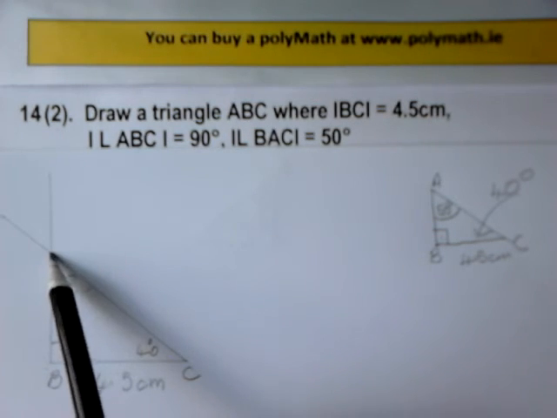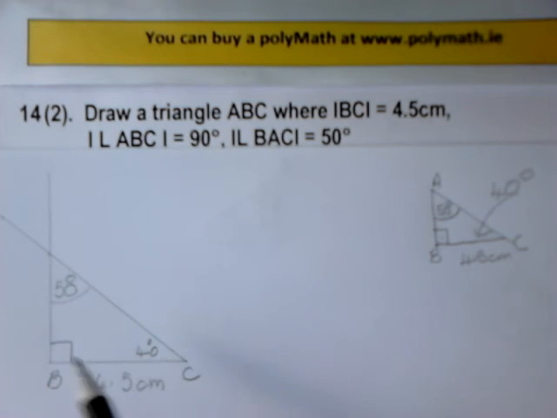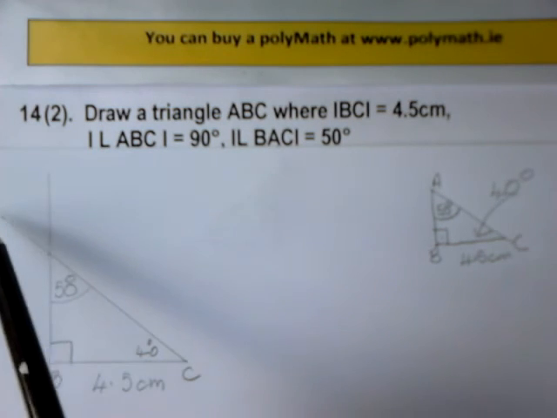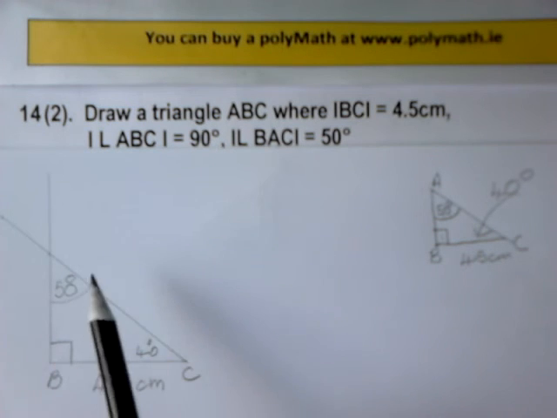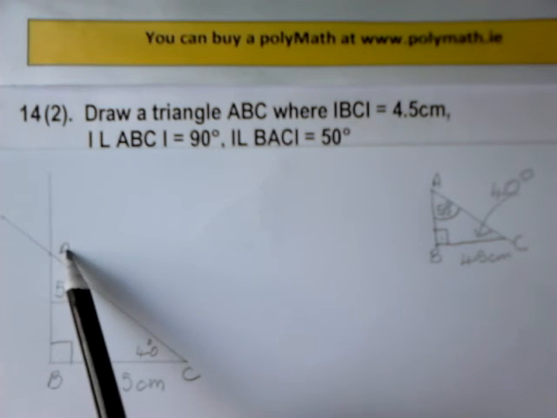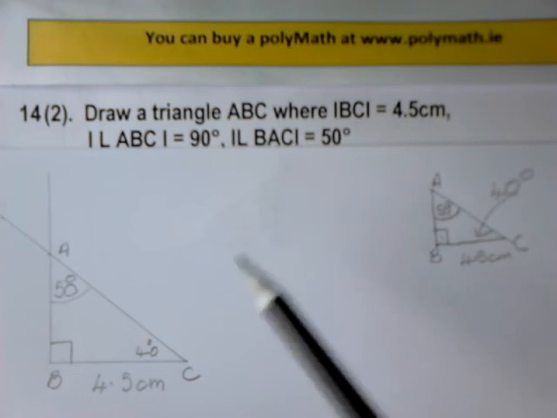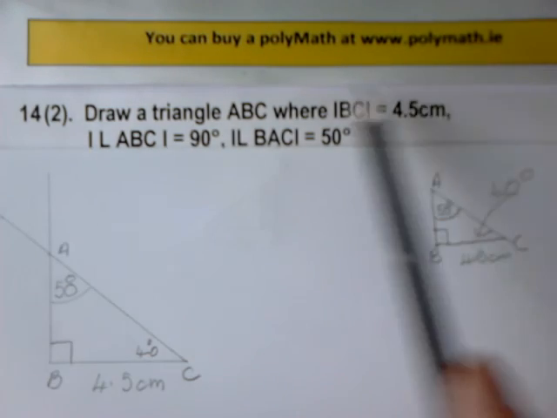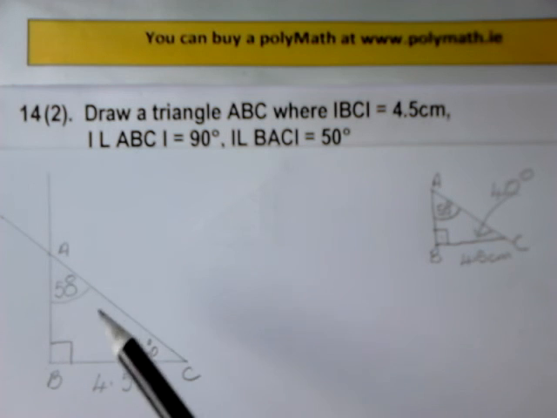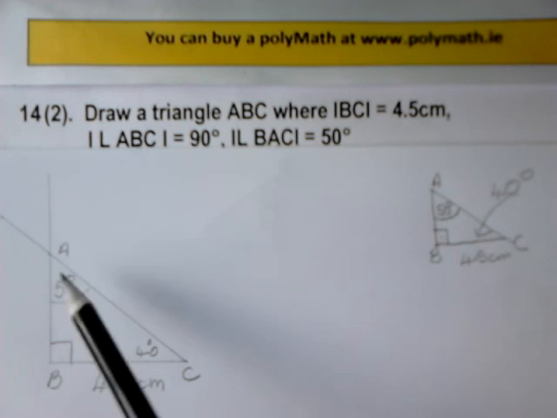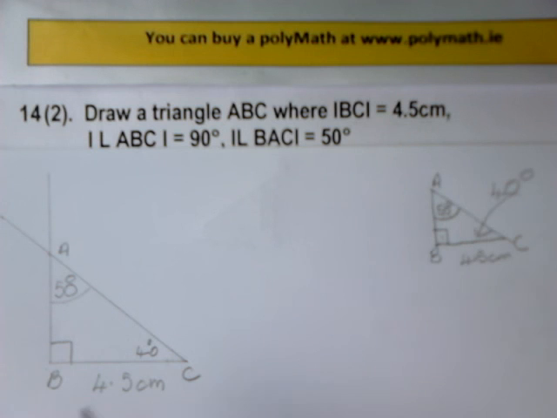And this point here, where the perpendicular intersected the line for the angle 40, that's point A. So I'll just go back now and check with the written instructions if everything is the way it's meant to be. Well, it's a triangle ABC. BC is 4.5. The angle ABC is 90 degrees. And the angle BAC is 50 degrees. So everything is as was asked.